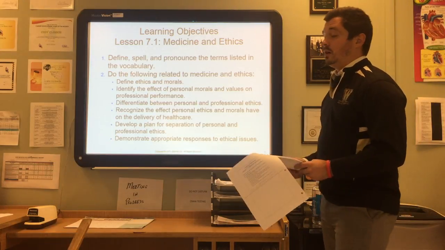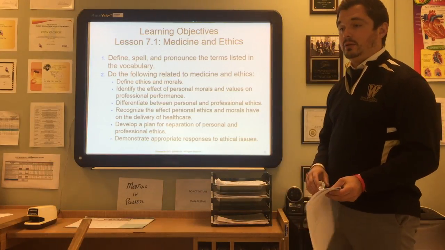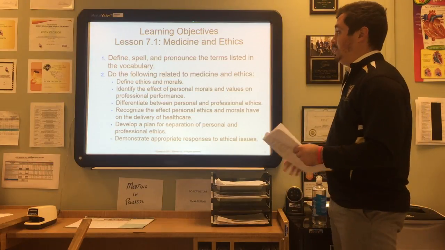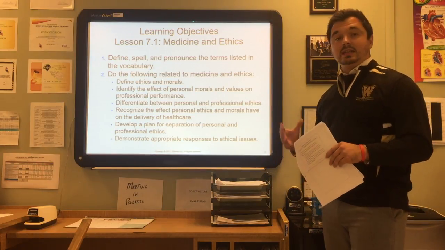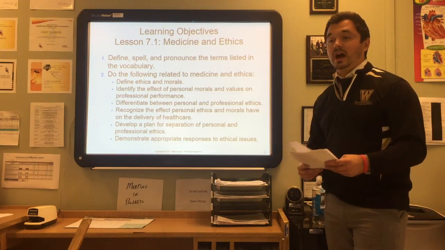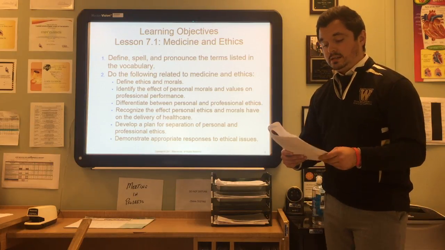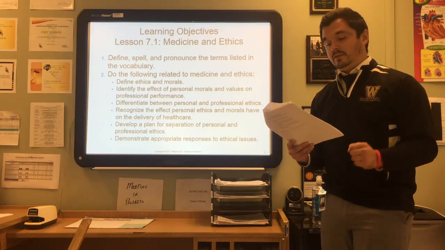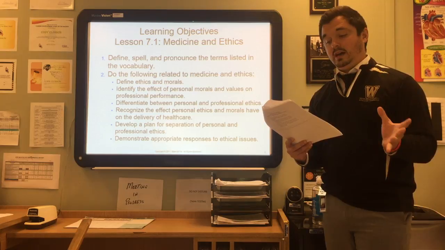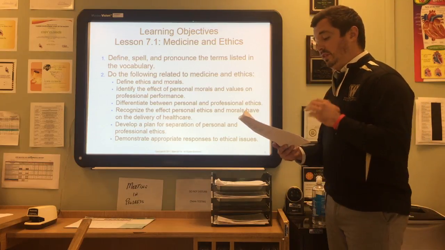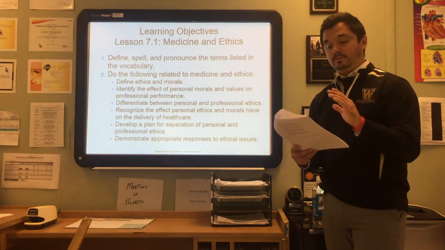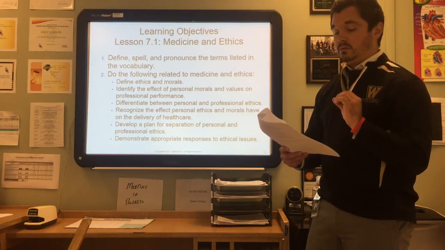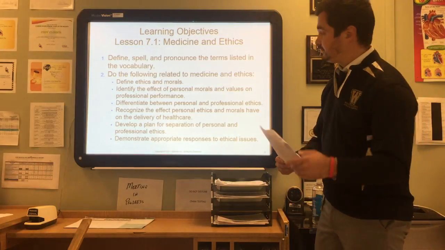So, of course, we are always going to hit upon our vocabulary words. We'll need to be able to do the following related to medicine and ethics. We need to define ethics and morals, identify the effect of personal morals and values on professional performance, differentiate between professional and personal ethics, recognize the effect personal ethics and morals have on the delivery of healthcare, develop a plan for separation of personal and professional ethics, and demonstrate appropriate responses to ethical issues.